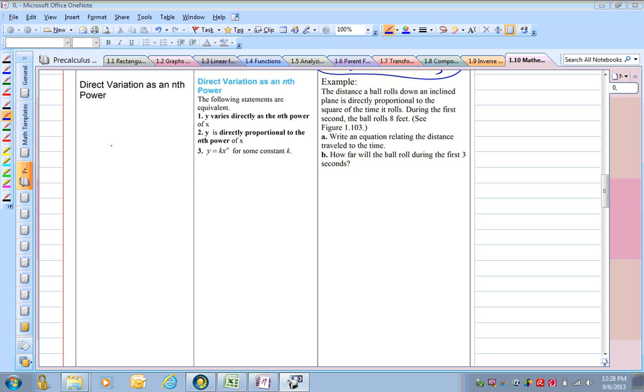Again, like I said, this is still direct variation, so the equation is still very similar. It's just that there is a power now assigned to your x value. That's the only difference. So I'm going to let you work through this problem. I want it to be the same thing. You're going to find the value of k, and then you're going to substitute it back in.